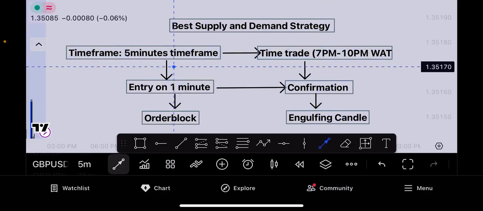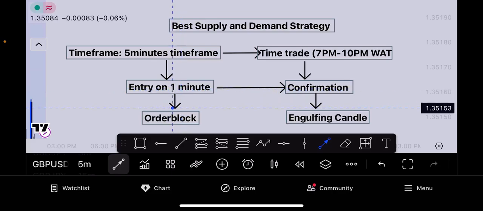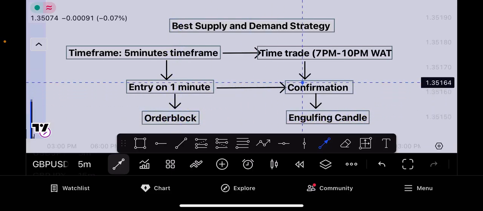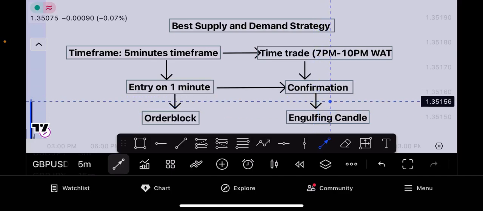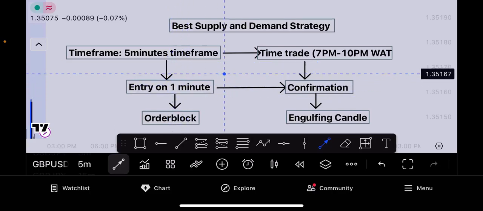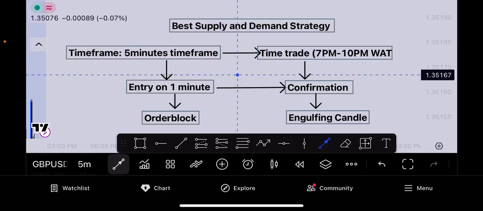So our entry will be on the 1-minute time frame, with the order block being where we are going to be focusing, and our confirmation for entry is going to be the engulfing candle. I'm going to show you everything on the chart. So this is the framework, this is what we are going to be talking about in today's video. I'm going to be jumping to the chart now.